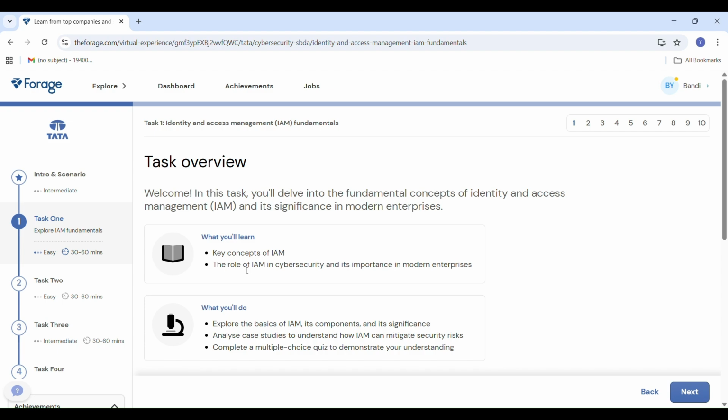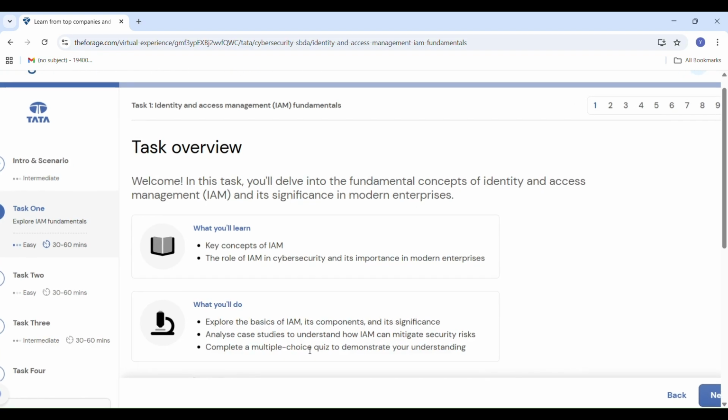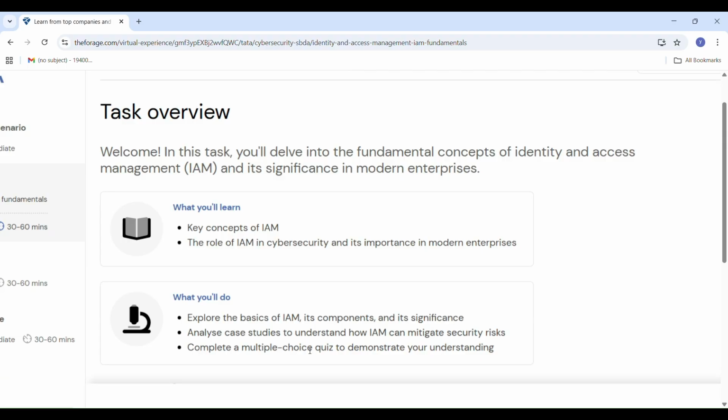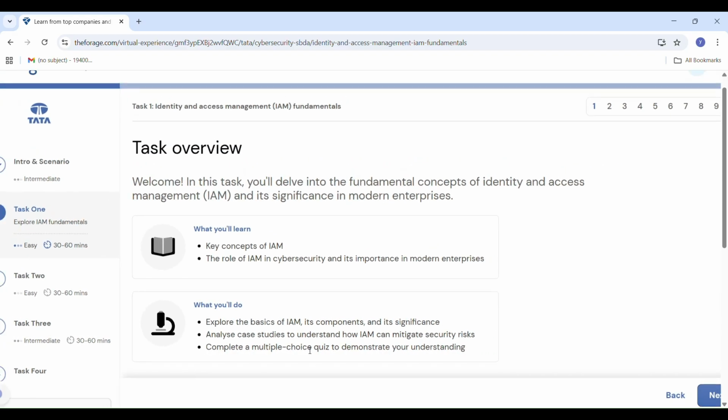In task 1, we will learn the basic concepts of identity and access management, also called IAM. We will understand why IAM is important for companies and how it keeps systems safe. In this task, we will learn what IAM is, why IAM is important in cybersecurity, and how modern companies use IAM. And what we will do in this task: learn the basics and components of IAM, see case studies to understand how IAM reduces security risks, and finally complete a small multiple choice quiz to check our understanding. This is the message from Tata for task 1, slide 1. And next slide we discuss now.